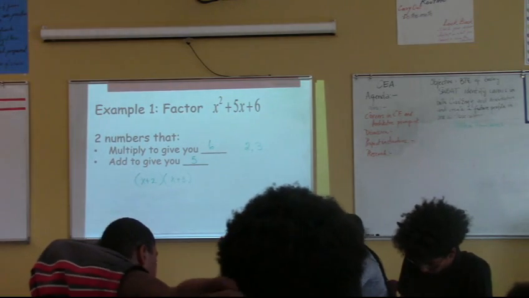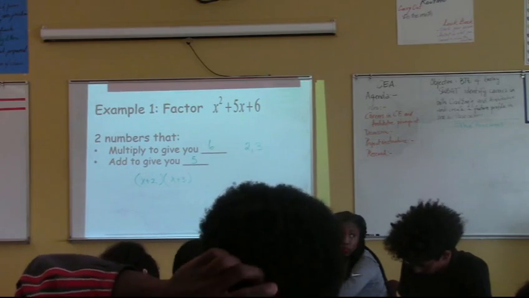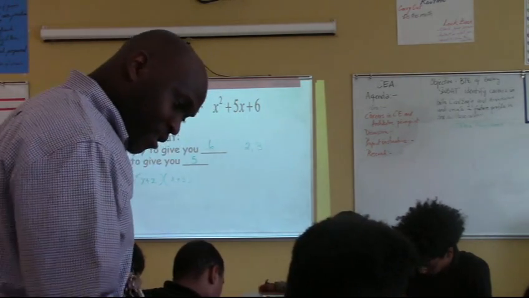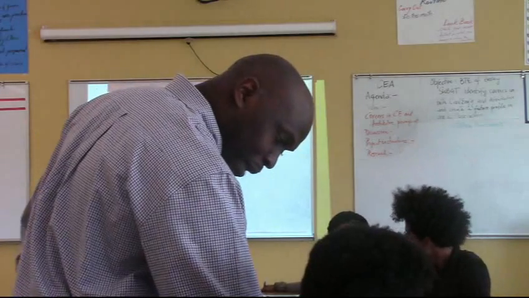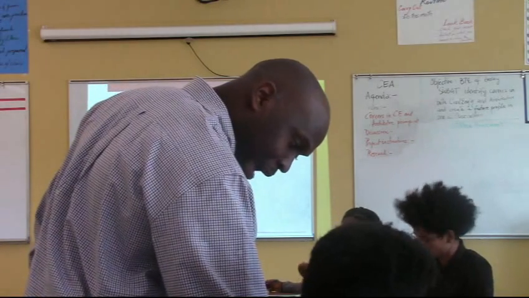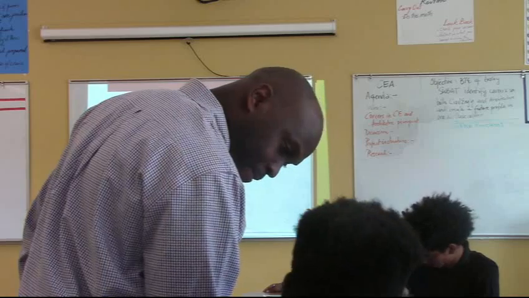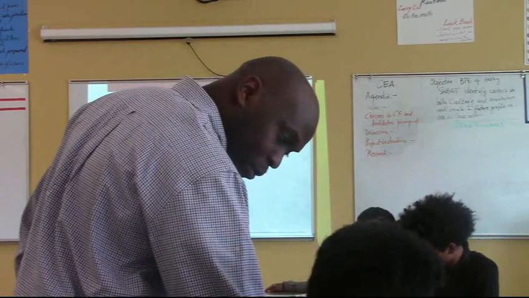I'm lost though. I got number 3. We want two numbers that when we multiply them together, get 6, and when we add them together, get 5. What are the factors of 6? 2 and 3. When we add 2 and 3 together, we get 5.